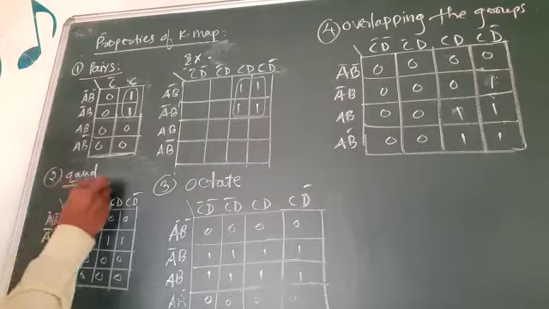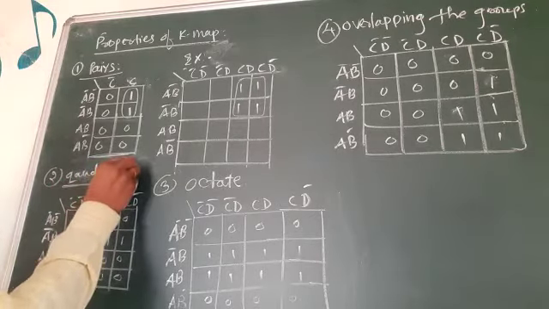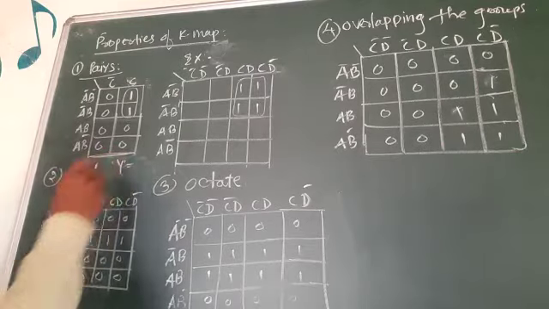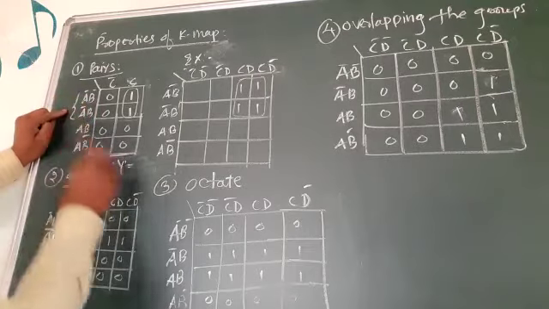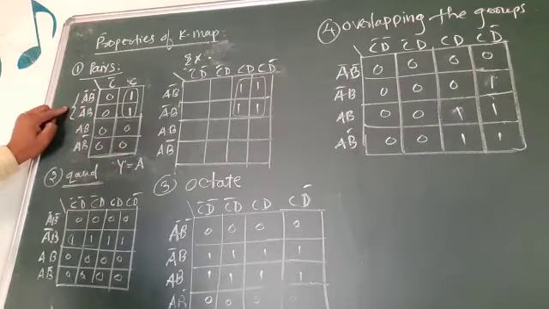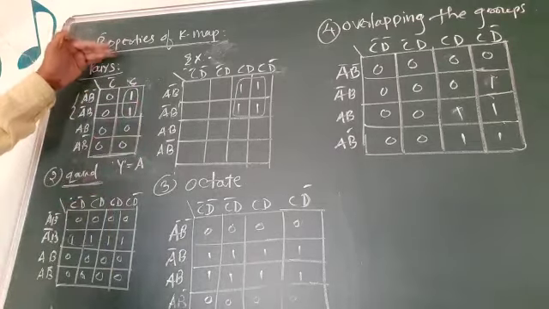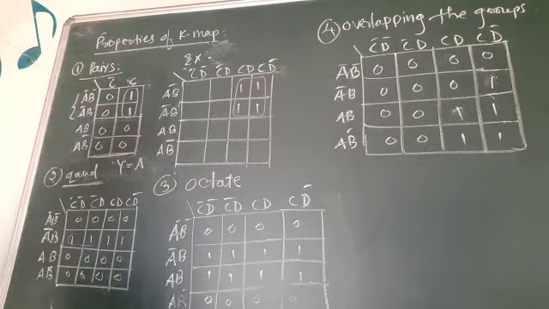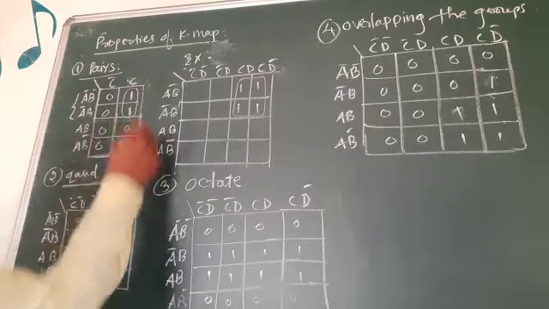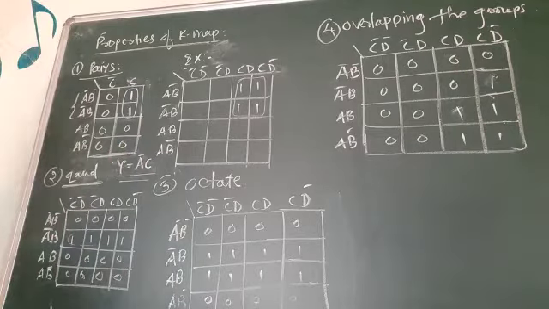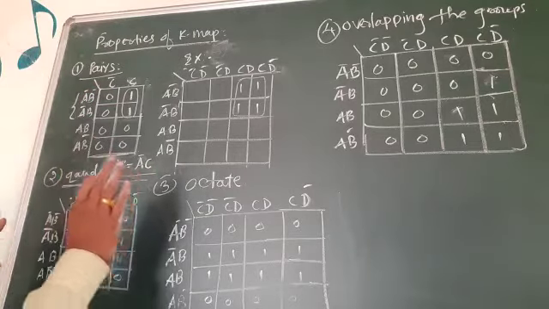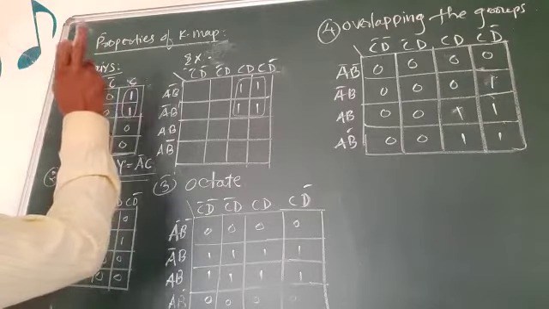Now y is equal to, what should be the y? Here b and b bar, b bar and b, a bar and a. So a will be the common. So I will write a here, and beyond this, at the top or at the bottom, there are no ones, so I will write c. So this is the simple equation, the fundamental equation for the pairs. In such a way we can group the pairs.